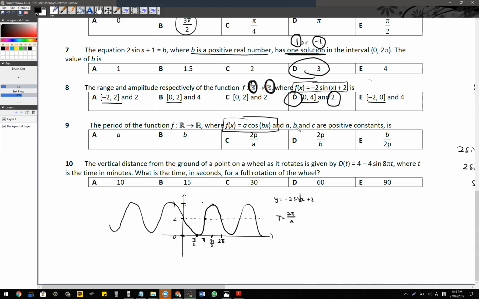Anyway, the period of this function is 2 pi over b. That's right, 2 pi over b. This one here. Why did I keep writing 2p? I don't know. Yeah, it's just an error.